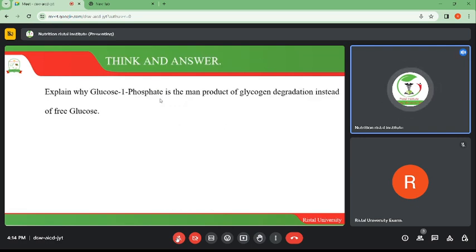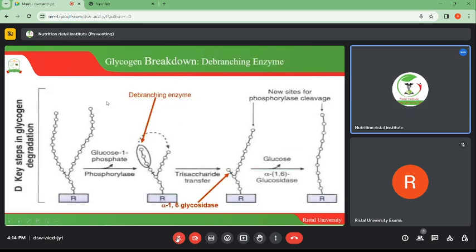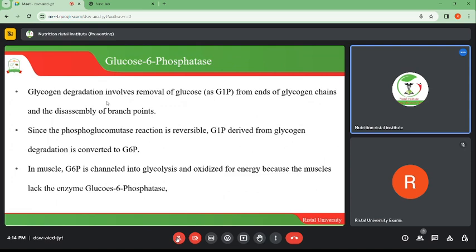To have a question about this, this is a think and answer. You could explain why glucose 1 phosphate is the main product of glycogen degradation instead of free glucose, and that has been discussed somewhere. We'll get into it. So glycogen degradation involves removal of glucose, which is glucose 1 phosphate, from ends of the glycogen chains and the disassembly of branch points.